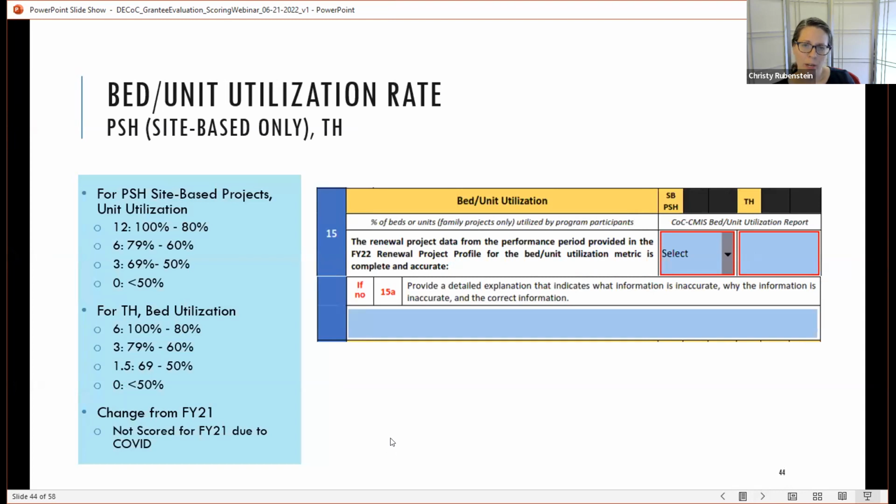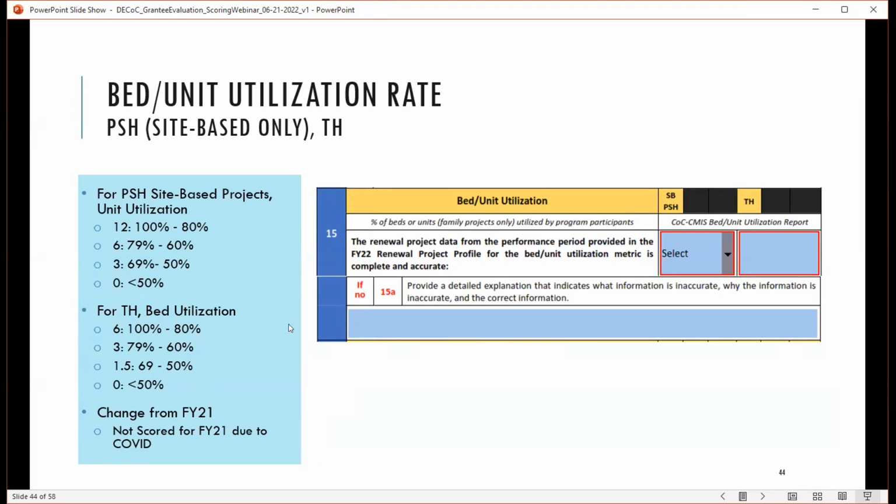Bed and unit utilization rate, PSH site-based only and TH this year. Here are the metrics. The benchmarks are really the same. It's just the point value. It's worth more points for PSH, 12 points for those site-based PSH, 6 points for TH, and it's unit utilization for PSH, bed utilization for TH. It was not scored in 21 due to COVID. So it's making a limited return here.